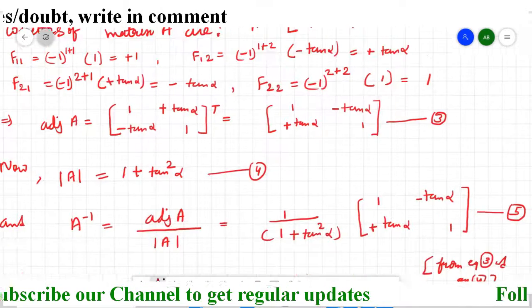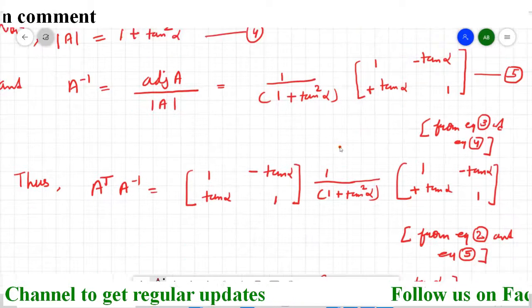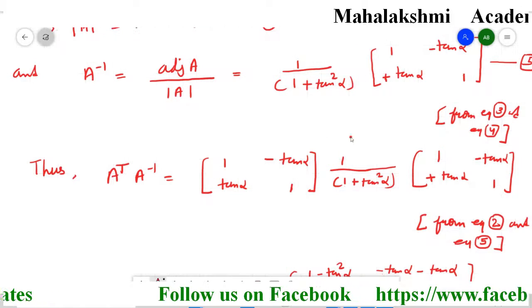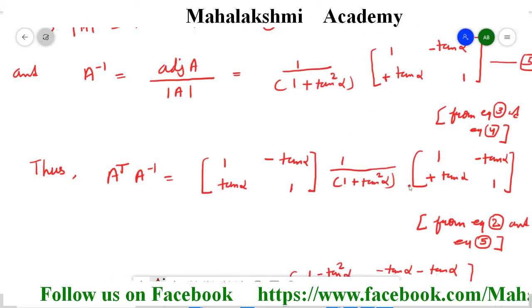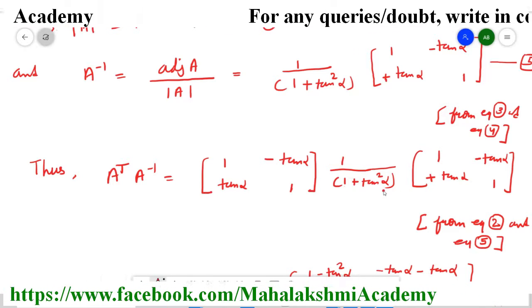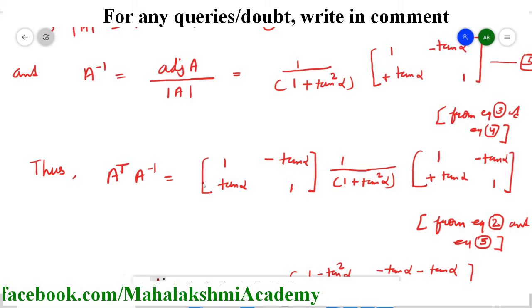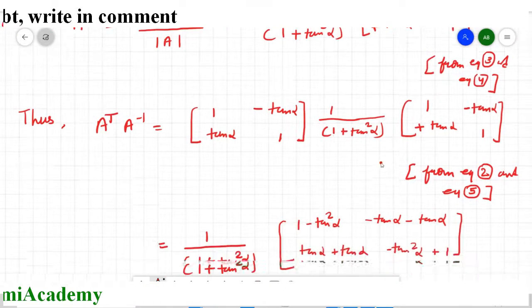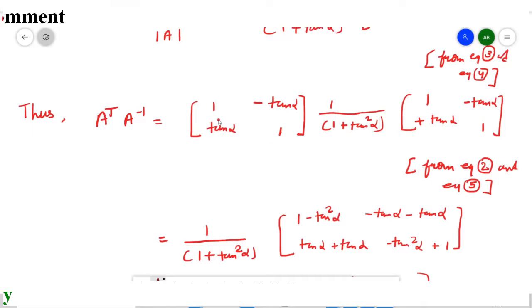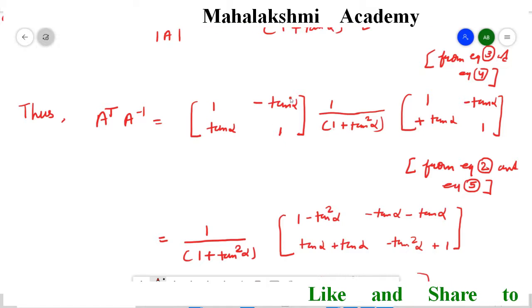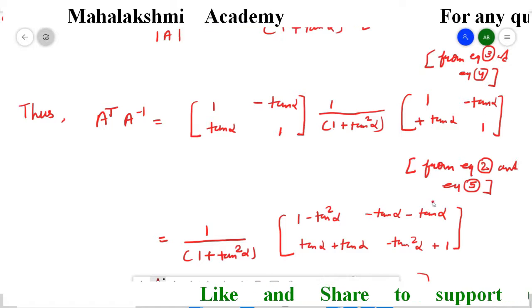So A transpose, from here I substituted the value here. So this is our A transpose and this one is our A inverse. Now students, see, this is also a matrix and this is also a matrix. So this fraction, write it down in front and multiply both the matrices. Multiplication of matrices, you already know what to do. That is like this: first row multiplied by first column, that you have to enter here, and then again first row multiplied by the second column, that you have to enter here.